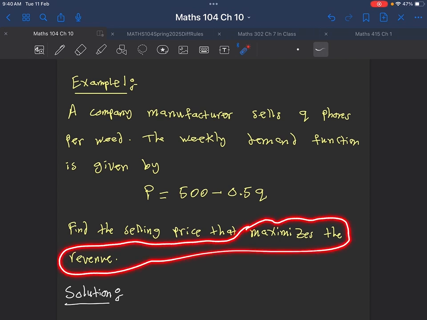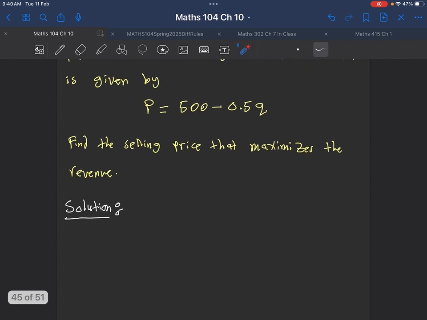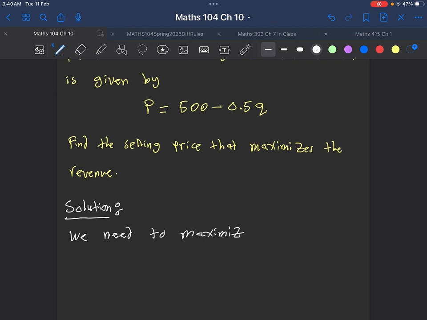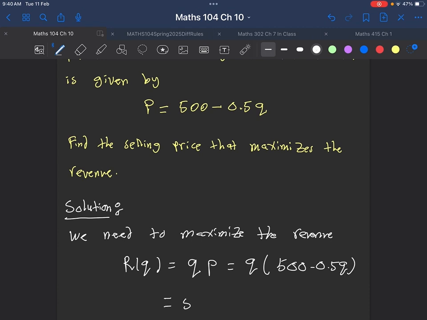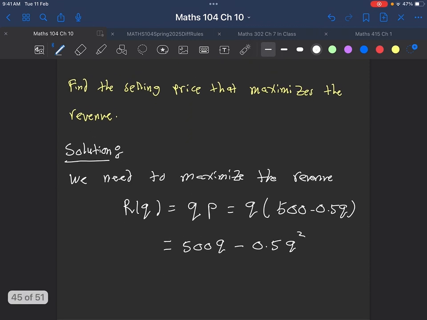Now, whenever we see the words maximize the revenue, we need to write the revenue function, and then we need to find the maximum of the revenue function. So first, we need to maximize the revenue. What is the revenue function? Revenue function is always given by, of course, here I'm using Q for the quantity, the number of units times the price. So it will be Q times 500 minus 0.5 Q, and this is just 500 Q minus 0.5 Q squared.